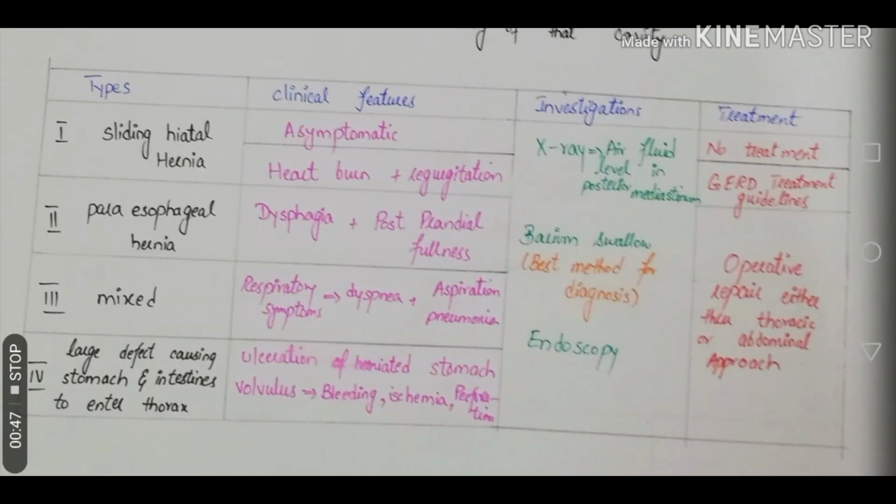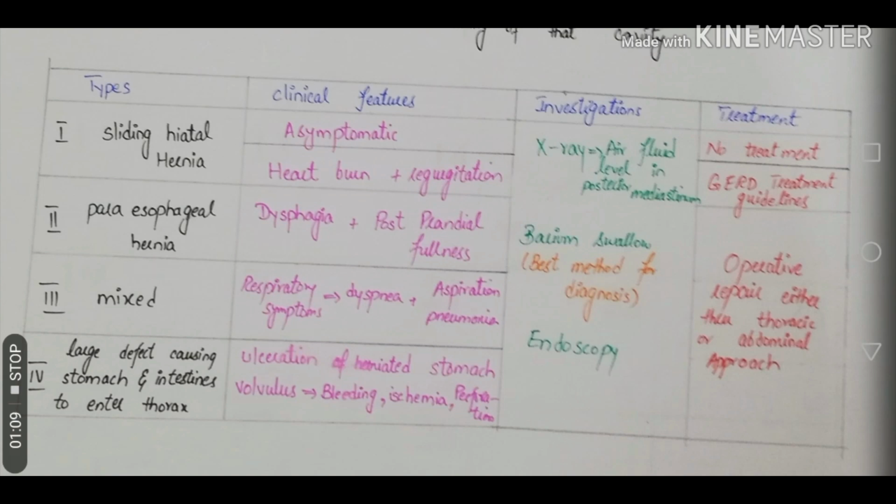Talking about the types, type 1 is sliding hiatal hernia, type 2 is para-esophageal hernia, type 3 is a mixture of 1 and 2, and type 4 is when the defect is large enough that it allows stomach and even intestine to enter into the thorax.